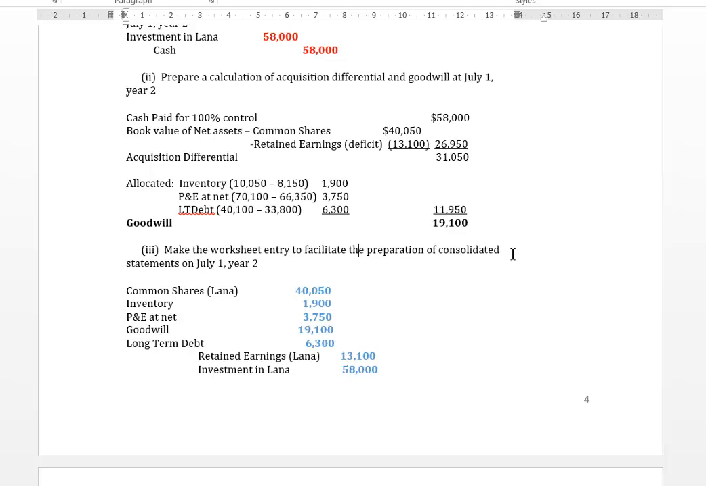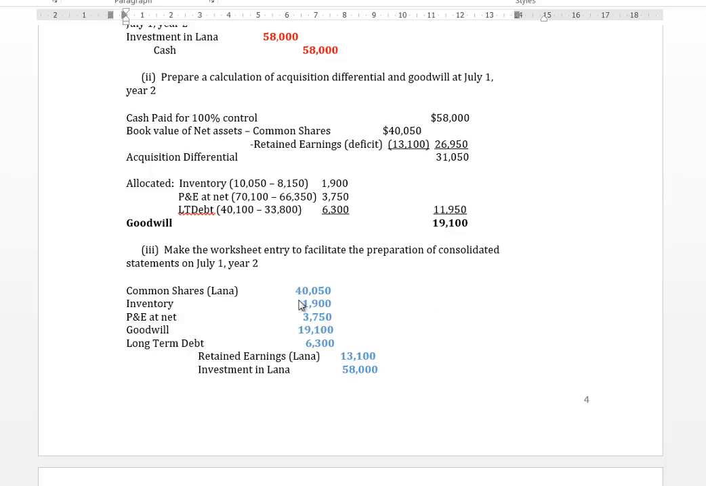Don't forget the retained earnings deficit is a normal debit balance, right? It is a debit balance, right? So we're going to credit it to zero it out. And again, we're not zeroing it out literally, just to prepare the consolidated statements, right? So we're making this worksheet entry, as we said, on that third set of books, not on Abdul's books and certainly not on Lana's books. So we're going to credit the retained earnings of Lana to remove the deficit from the consolidated books, and we're going to debit the common shares of Lana to remove that common share balance from the consolidated books.